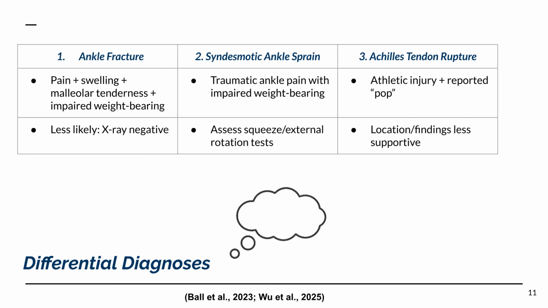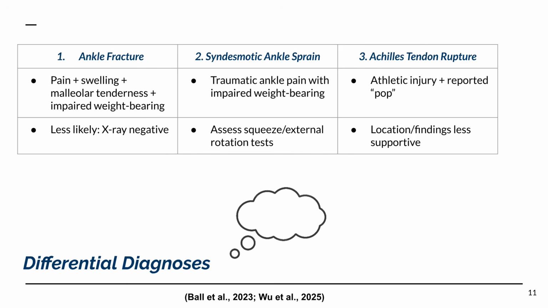Second is a syndesmotic or high ankle sprain. These injuries can also occur with traumatic ankle mechanisms and produce significant pain with weight bearing. Specific syndesmotic testing and the location of tenderness help distinguish this from a lateral ligament injury.